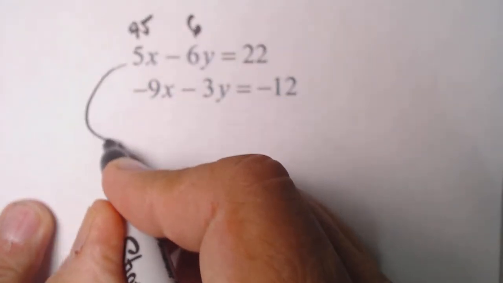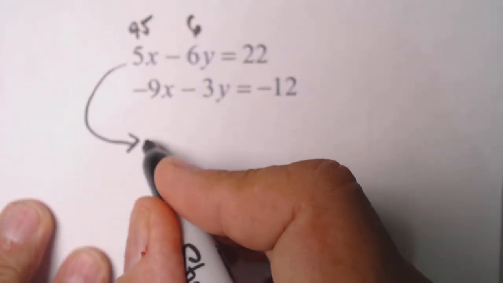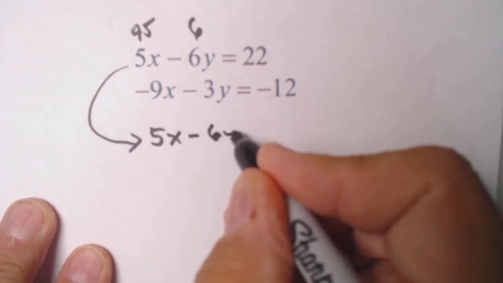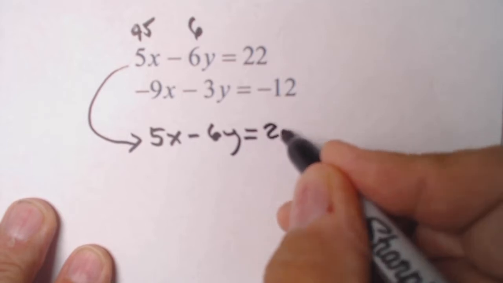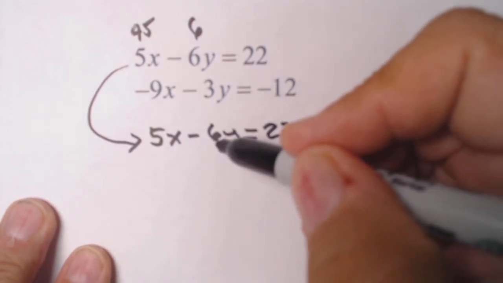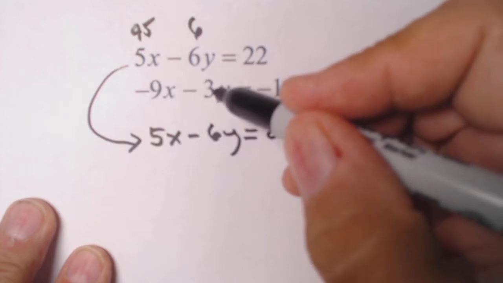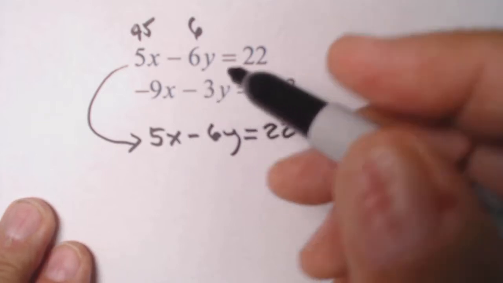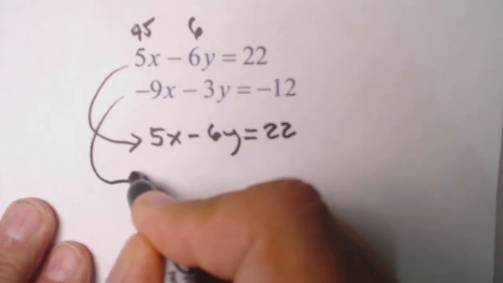We're going to take this first equation and leave it the way it is: 5x minus 6y equals 22. Okay, the second equation, if it's going to cancel out the y's, has got to be changed to plus 6. Well, what do we have to multiply negative 3 by to change it to plus 6? I think it's negative 2, isn't it?